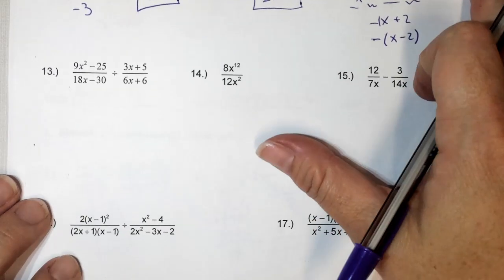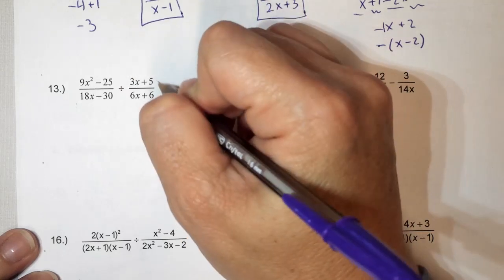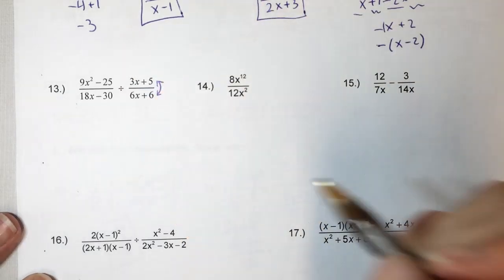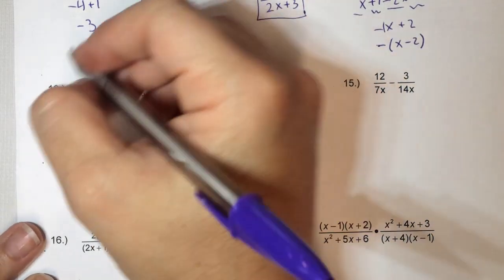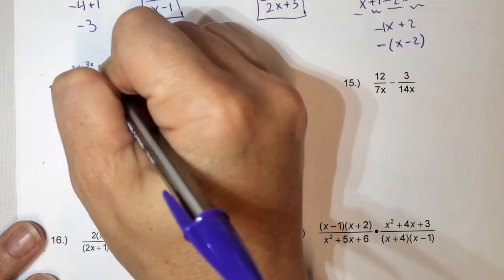Okay, look at number 13. Again, we need to factor, but it is division, so we're going to have to flip-flop this guy. So I know that this first one is a perfect square minus a perfect square. This is 3x, 3x, 5, and 5.